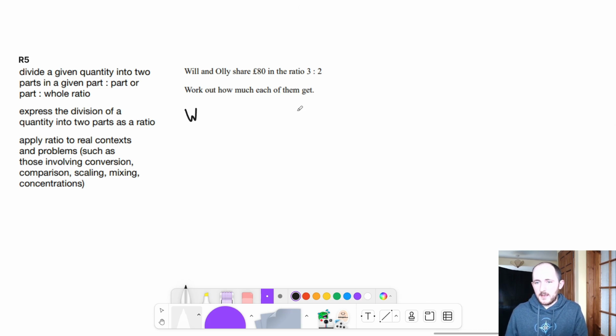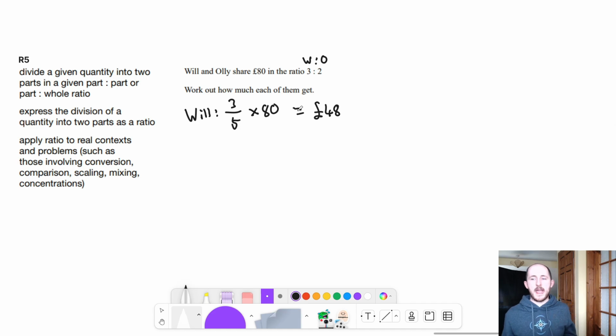So Will gets this as a fraction. So you take the top number. Sorry, the number that refers to Will is the 3, right? So Will gets 3 as the numerator because 3 is his number. And then you add the 2 numbers together. 3 plus 2 is 5. So he gets 3/5 of £80, right? So to do this, you do 80 divided by 5 times by 3. 80 divided by 5 is 16 times by 3 would give me £48.